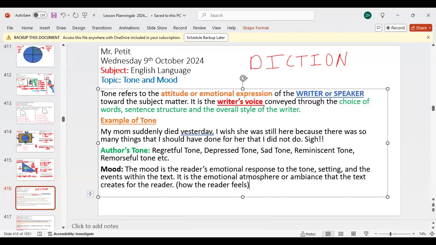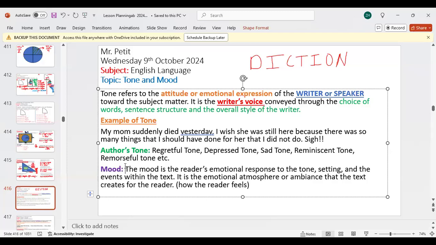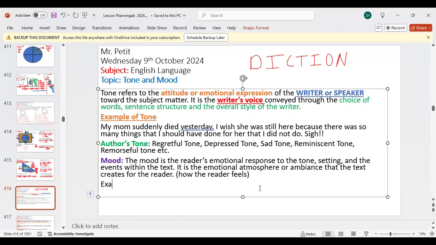So simply put, tone is how the author feels. Mood is how the person reading, the reader or listener, feels. So tone is how the author feels, mood is how the reader feels. So we're going to do an example. We're going to write this again, but we're not going to identify the tone, we're going to identify the mood.